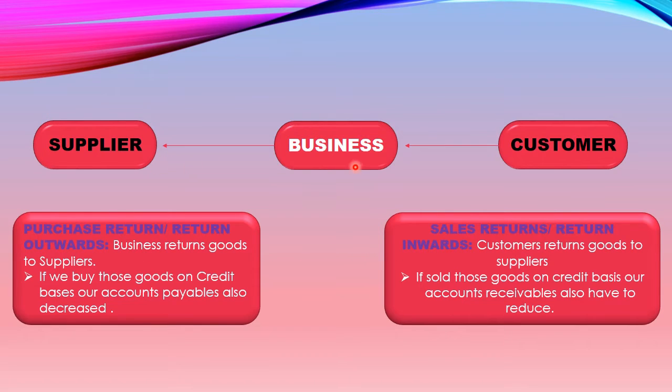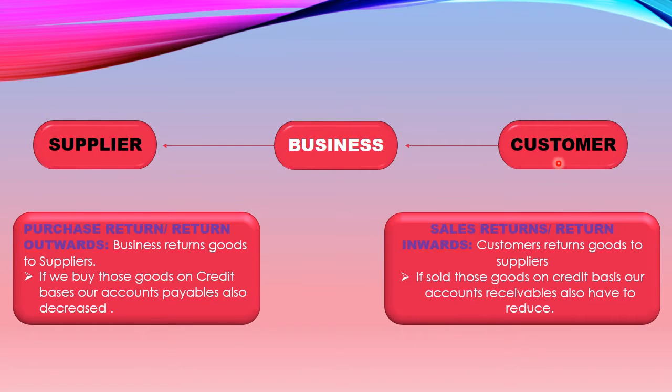So the business is returning goods to the supplier. You have received, so this is called purchase return or return outward. Now when this return happens, if goods are bought on credit, the accounts payable will decrease. We have learned in the previous video, accounts payable is when goods are purchased on credit, the amount is recorded in your accounts payable, and slowly when the cash has been paid, it has been deducted.